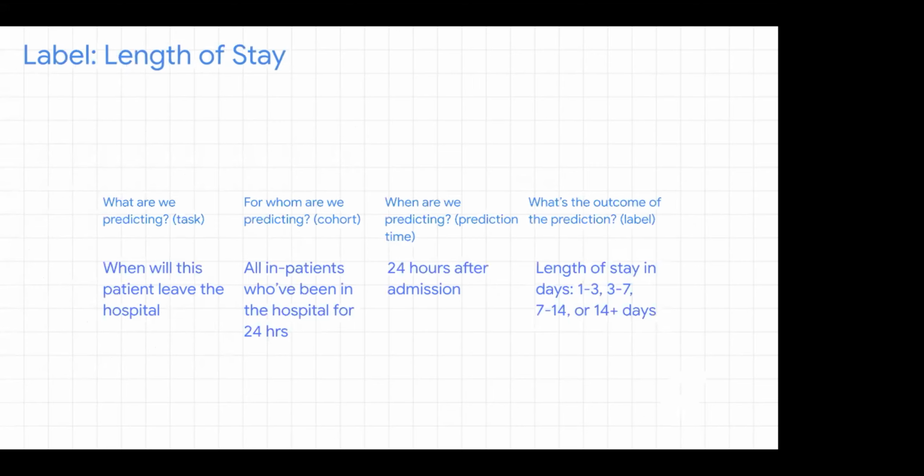In this case, the example of a label is length of stay. When somebody gets admitted to the hospital, what is the length of stay for that particular patient? That means you have to find out when this patient will leave the hospital. Who is it for? It is for the patients who have been admitted to the hospital for the last 24 hours. When are we predicting? 24 hours after admission, for example. And what's the outcome? It could be in days, or a class of days, like 1 to 3, 3 to 7, 7 to 14, etc.